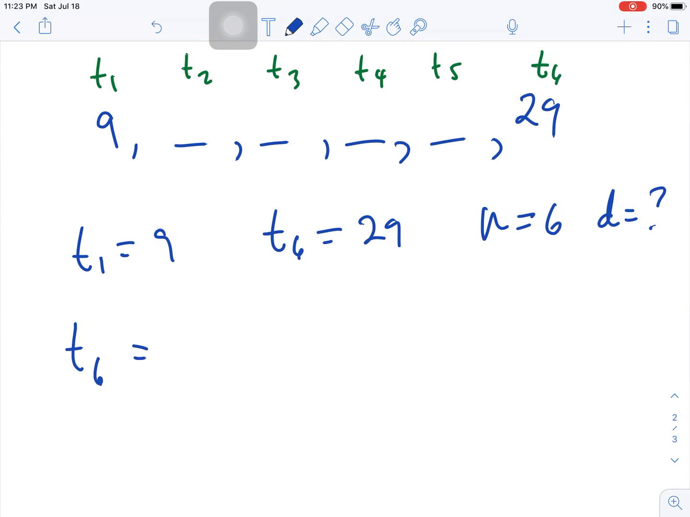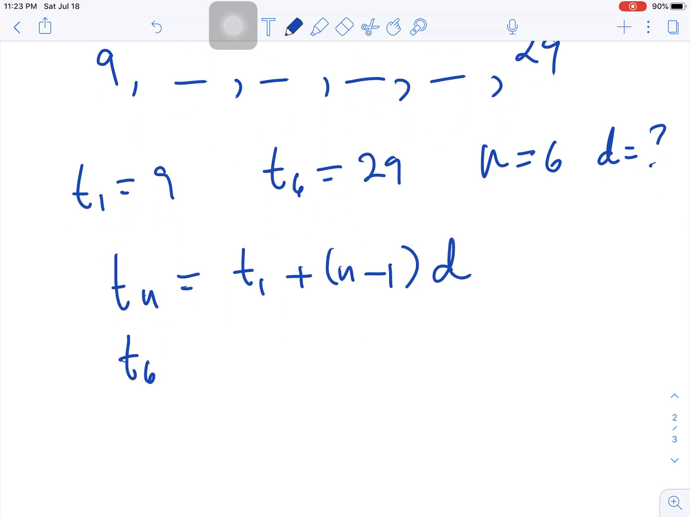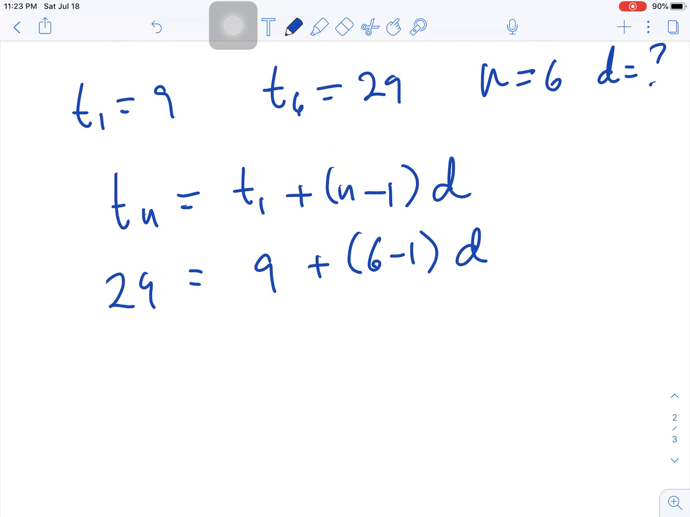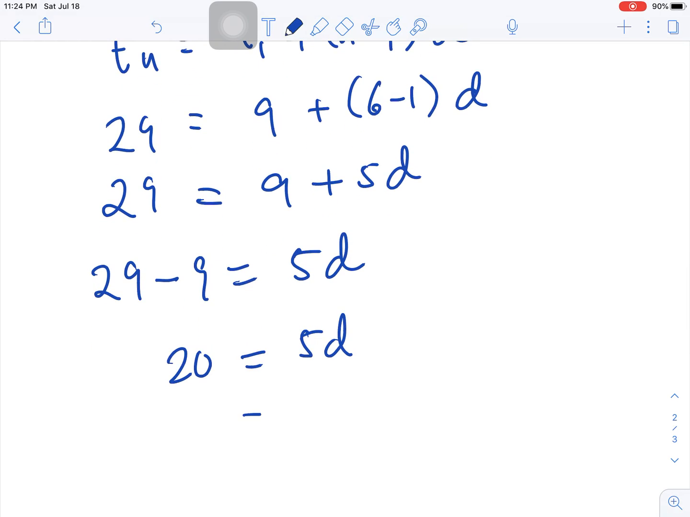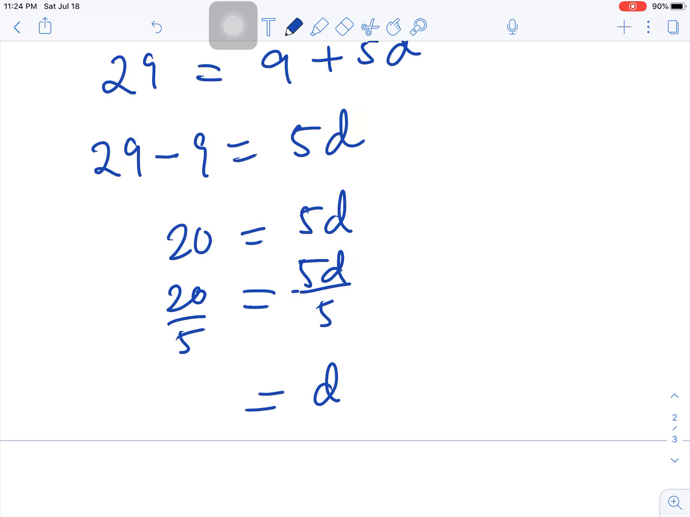And we have t sub 6 equals, original formula natin. We have t sub n equals t sub 1 plus n minus 1 times d. Here we have t sub 6 equals t sub 1 plus, may t sub 1 na tayo. That's 9 plus n, number of terms. Since t sub 6 siya, 6 minus 1 times d. But we already have a t sub 6, which is 29. And we have 9 plus 5d equals 29. And subtracting 9 from both sides, we have 20 is equal to 5d. And 20 divided by 5 is 5d divided by 5, which means that d is equal to 4.